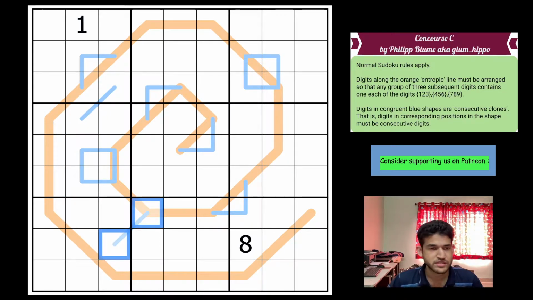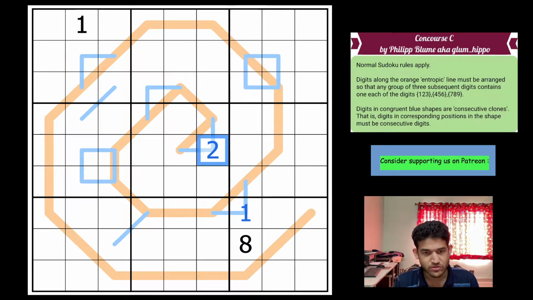So there are 4 sets of similar shapes in the grid, and all these must have consecutive digits in corresponding positions. So let's say we look at these shapes and these 2 cells. If you have, for example, 1 here, then this cell must be consecutive to that, and it must be a 2. So these are the rules, and with that we'll start this excellent Sudoku by Philipp Blume.